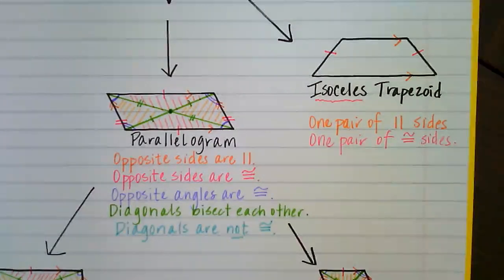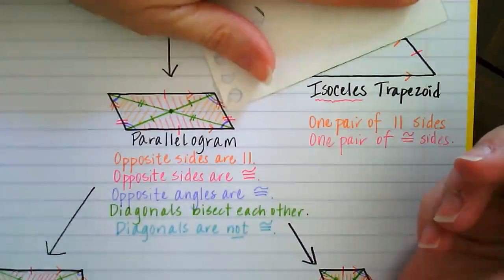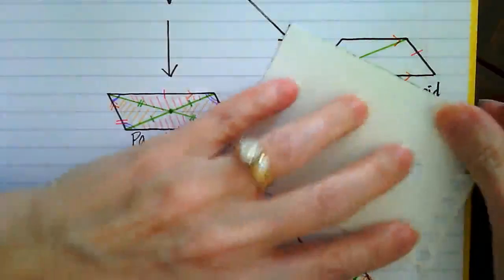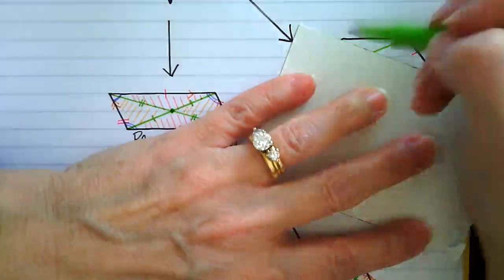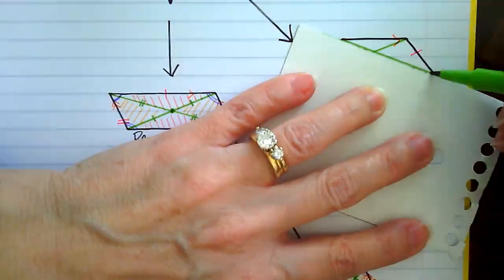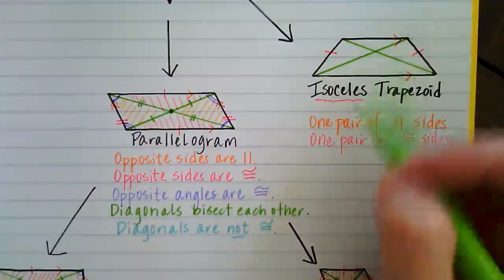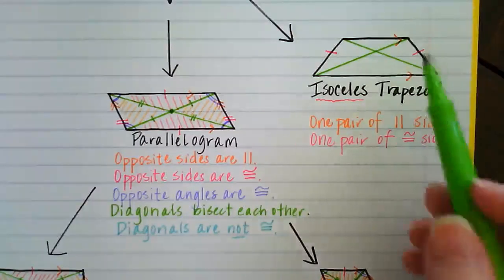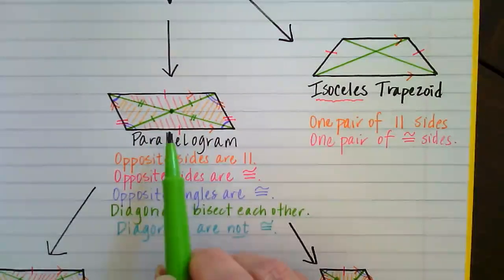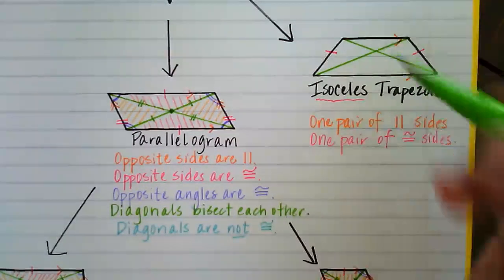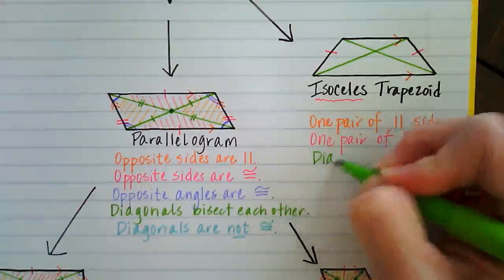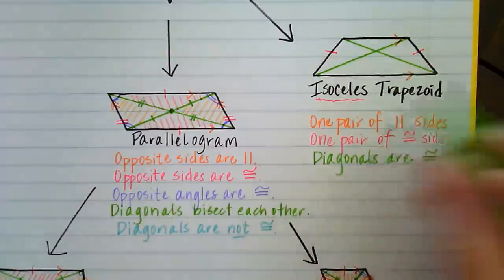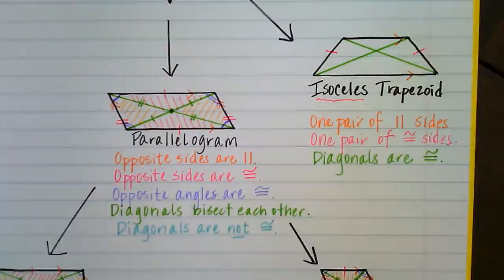Then, if we take a look at the diagonals, the diagonals of an isosceles trapezoid are going to be the same length. So when we draw the trapezoid, the diagonals are the same length. What doesn't happen, though, is that they're not bisected. But the diagonals are congruent. So we can say that. So diagonals are congruent, but they are not bisected.